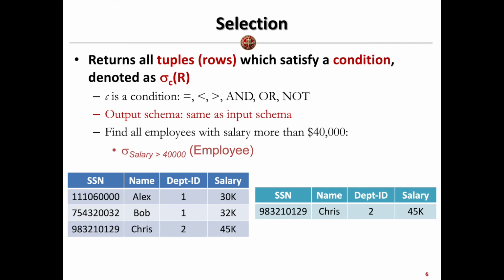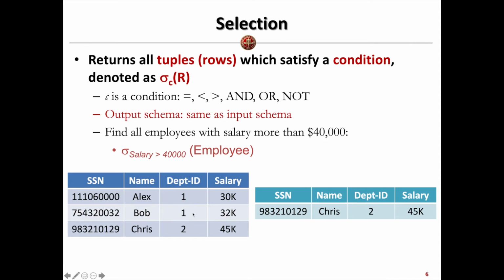Let me provide you with a more concrete example. Let's say we have a data table about employees. We have 4 attributes: SSN, name, department ID, as well as salary of employees. We also provide a table for the employees in our database system. We have 3 data records. The first one is about NX. His salary is 30K. The second one is Bob. His salary is 32K. And the last one is Chris. His salary is 45K. These are the data tuples we have in our database system.